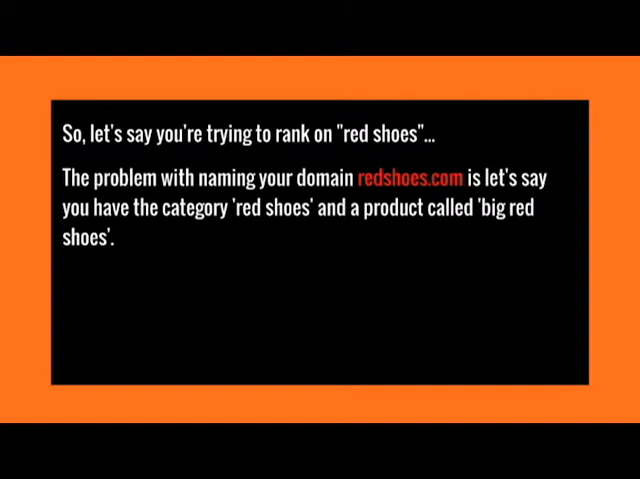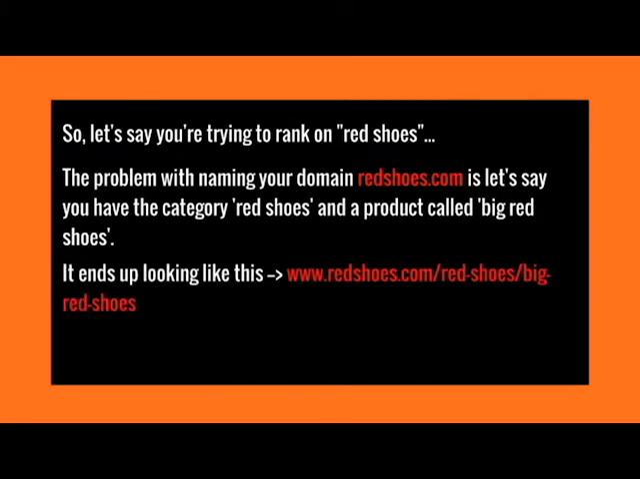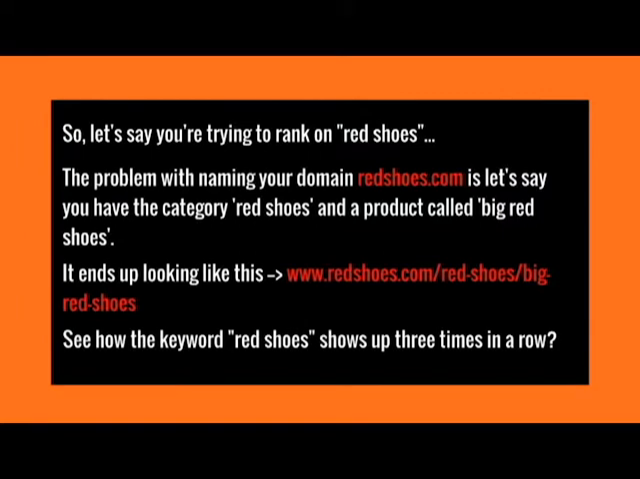Let's say for example that you have several categories: red shoes, blue shoes, yellow shoes, and brown shoes. But your domain has that one category, that's the red shoes, and you also have a product called Big Red Shoes. It ends up looking like this: www.redshoes.com/red-shoes/big-red-shoes. So you see what I mean here? You've got red shoes, and red shoes 3 times in a row in the same URL. That's not a good sign, because that's keyword stuffing. To search engines, it looks like you're trying to game the system when in reality you might not be.